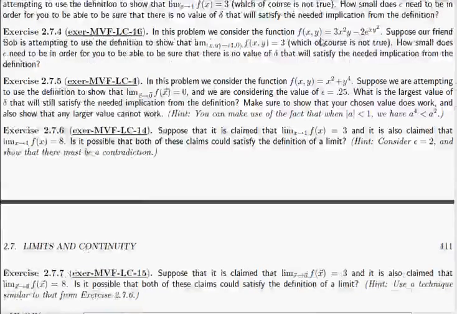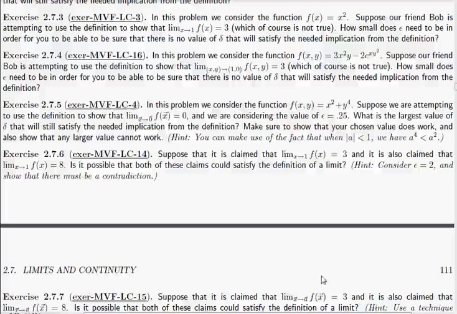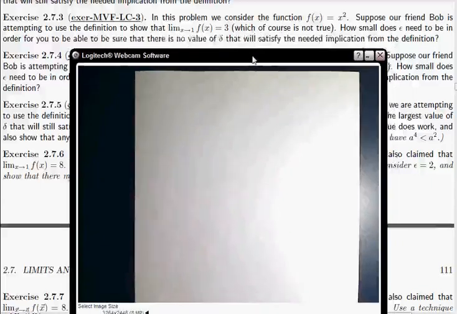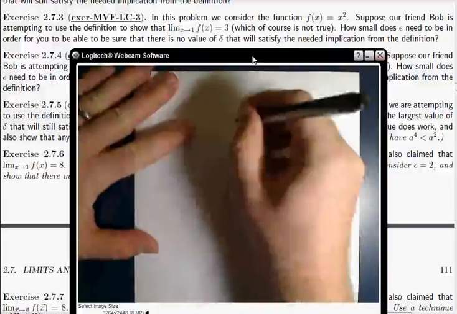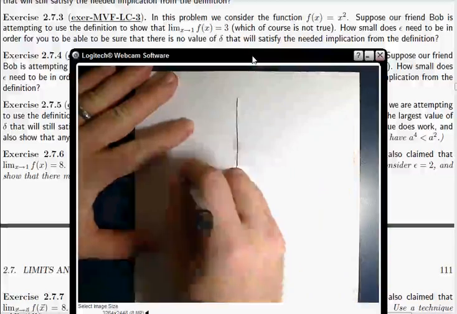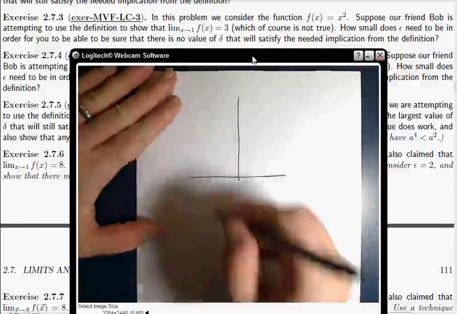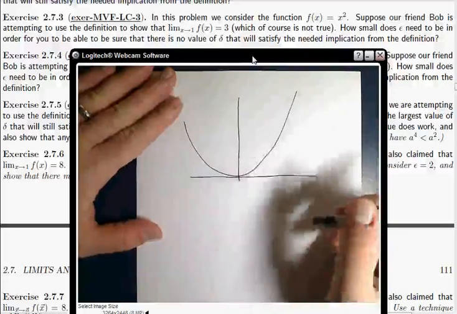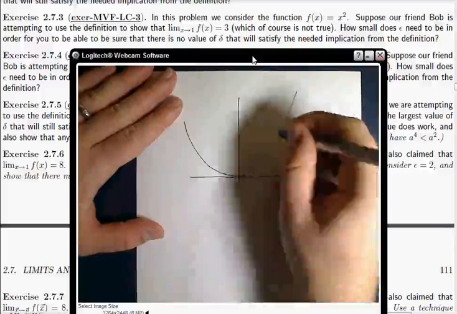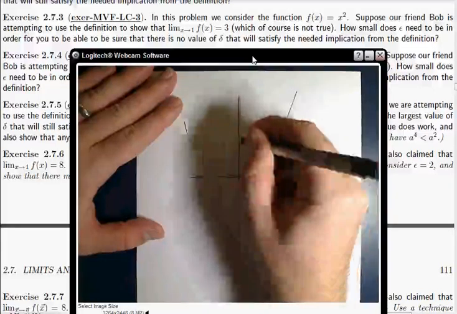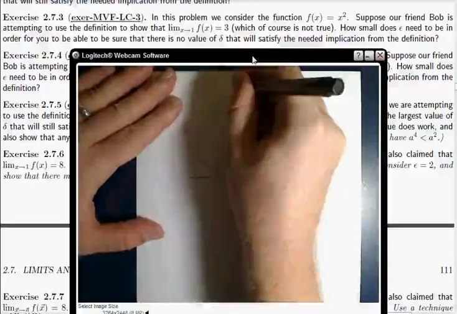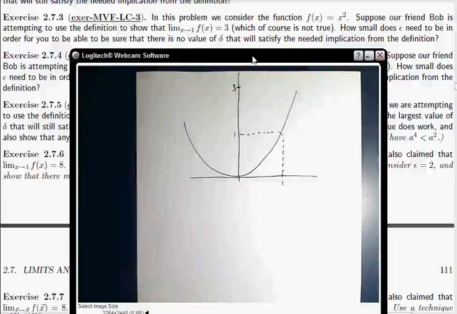The way we're going to do that is just like what we did in this previous problem, LC3, and let me talk you through that one. In that previous problem, the picture looks like this: f of x was x squared. We were approaching 1, and we know that the actual limit is 1, but we were trying to show that the limit was equal to 3, which is wildly wrong, of course. So how do we show that that's wrong?